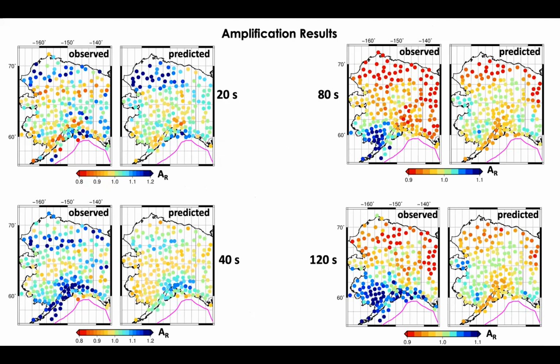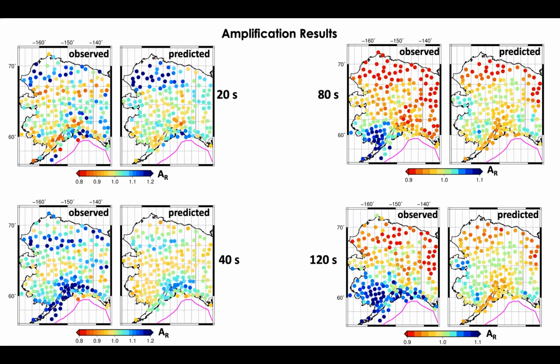Now here I'm comparing our measured amplification with the predictions of the Berg model. So note the observed versus predicted labels in the panels, and also note the different color scales. Overall agreement is good, I would say. At 20 and 40 seconds on the left, the predictions match the observed amplification in the north, as pointed out on the previous slide, and also in the south along the volcanic arc, although here we find that the observations have stronger amplification than the predictions.